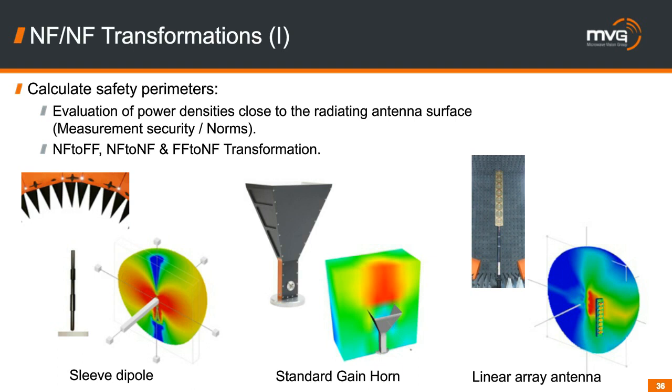Some examples are shown in this slide for different antennas: a sleeve dipole, a standard gain horn, and a linear array. When we perform a near-field or far-field measurement, the field is calculated on a surface. Once we derive the equivalent current from a single acquisition, we can easily reconstruct the field on a very large domain. This is an innovative approach for calculating security perimeters, evaluation of power densities, and for measurement security and noise.